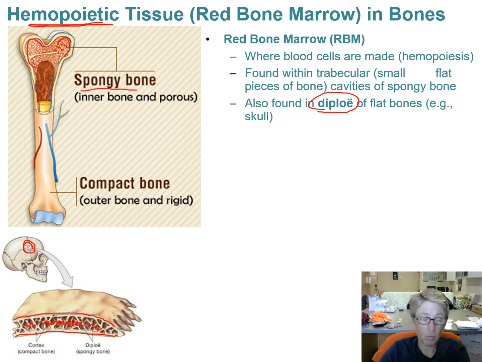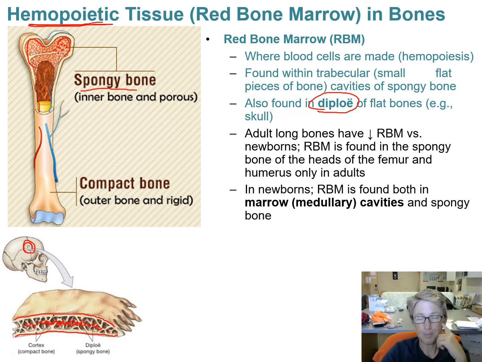Why is that so important? Because you find red bone marrow there. Why is that important? Because that's where you make your blood cells. And then here's just some fun facts you can read through, but not on the test, it looks like.